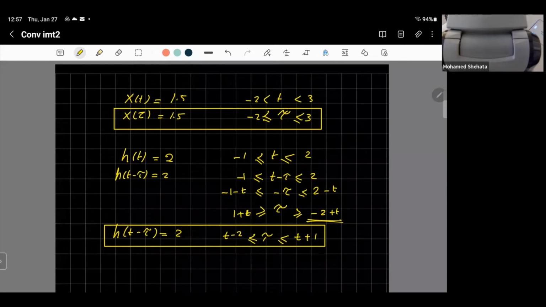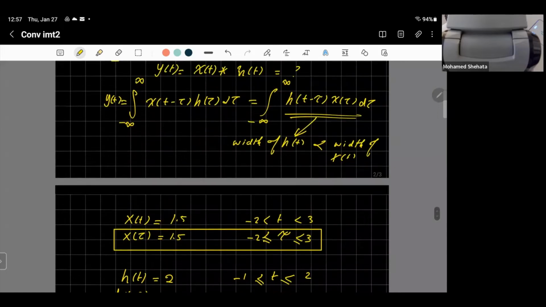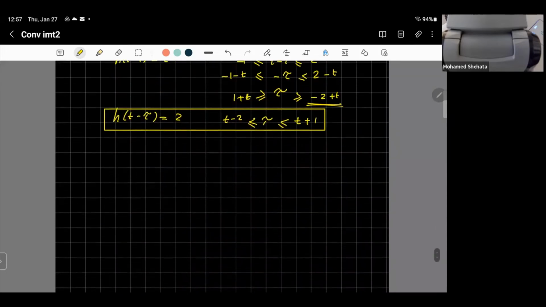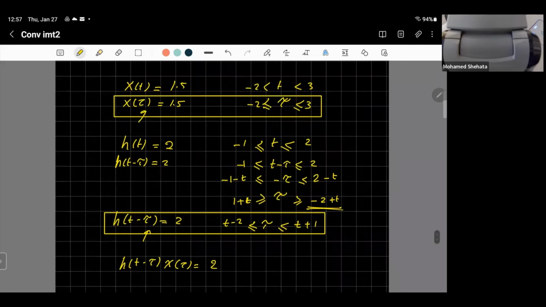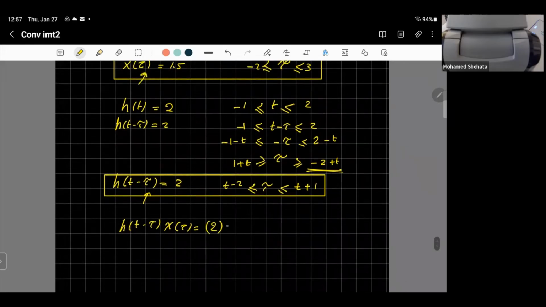Those two expressions are highlighted. There are the two expressions I'm going to use. In this integration, you multiply. So I multiply: h(t minus tau) times x(tau) will be equal to 2. That's the value for x(t minus tau), and x(tau) equal 1.5. Means 3 over 2. So the answer is 3.